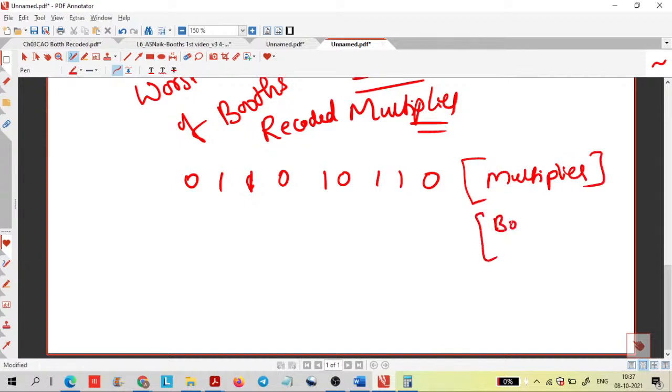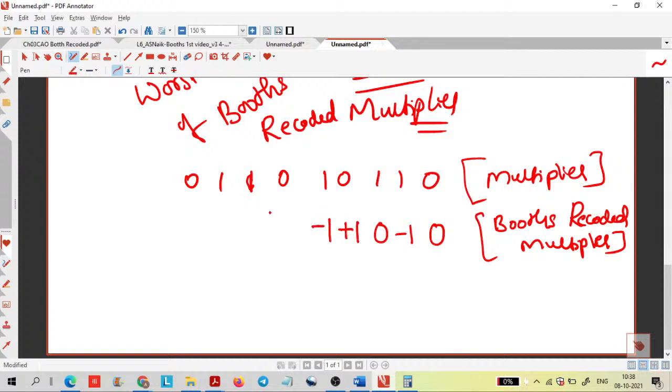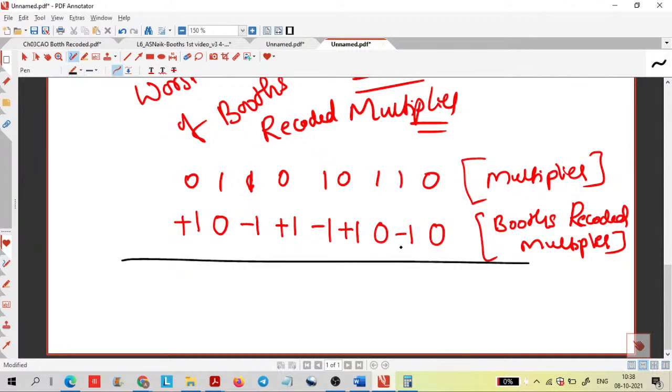Now I'll write the both recoded multiplier. Here I will write 0, if you find 1 -1, for next one 0, for next 0 +1, for next one -1, for next 0 +1, next one -1, same comes, 0, next 0 +1. This is the recoded multiplier. Now what do I do next? I have to make pairs. So here I will pair this one, second pair, third pair.